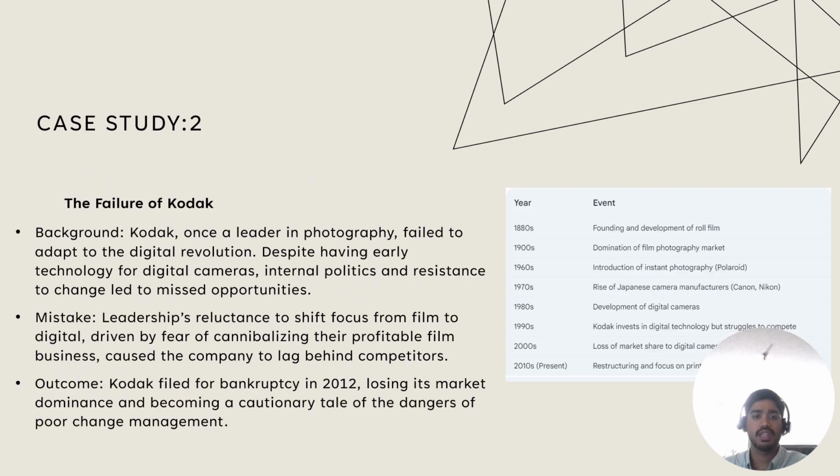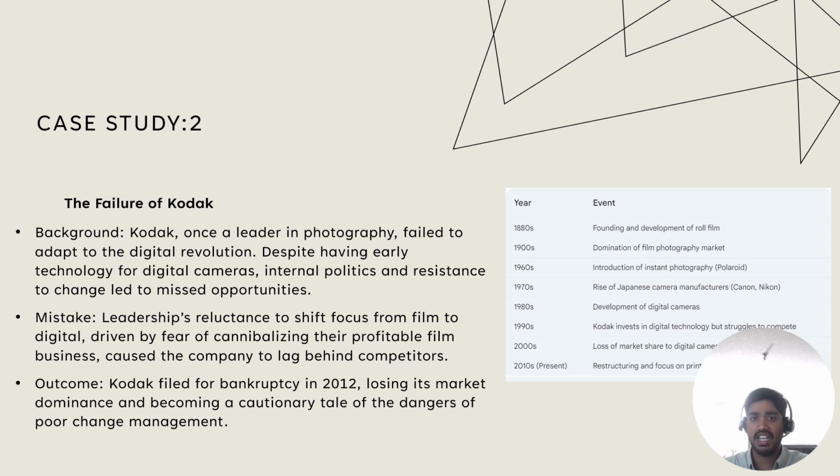The case study two I would like to talk about is Kodak, once a dominant player in the photography industry, that failed to adapt to the digital revolution. Despite inventing the first digital camera, Kodak clung to its traditional film business too long. Failures in power and politics include the resistance to change. Kodak's leadership, entrenched in the success of the film business, resisted the digital transformation. Internal politics and fear of cannibalizing the profitable film business led to indecision and missed opportunities.